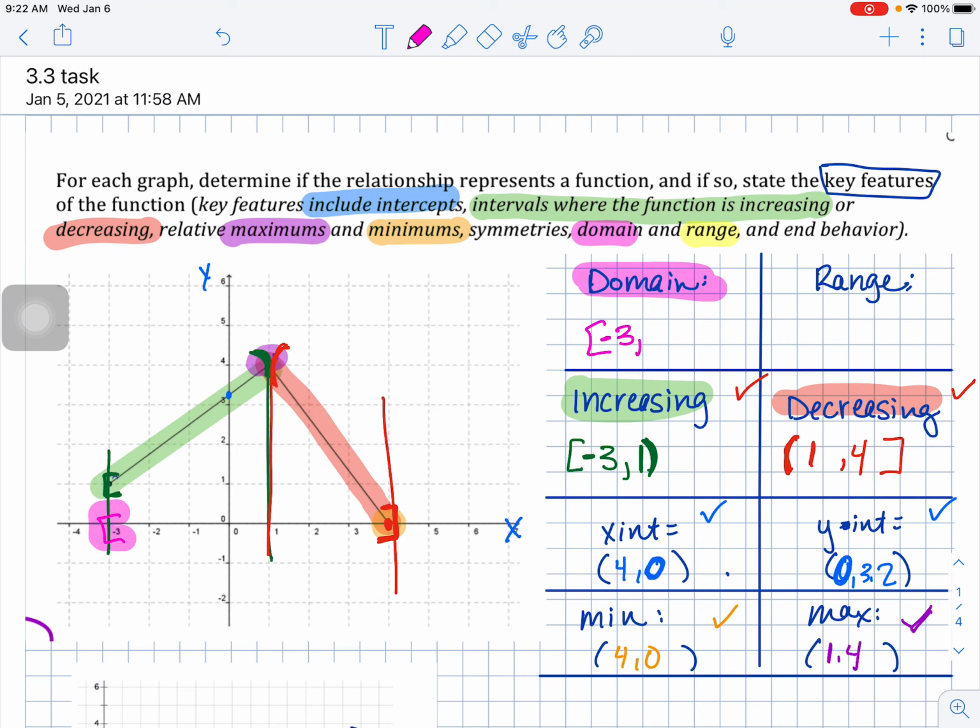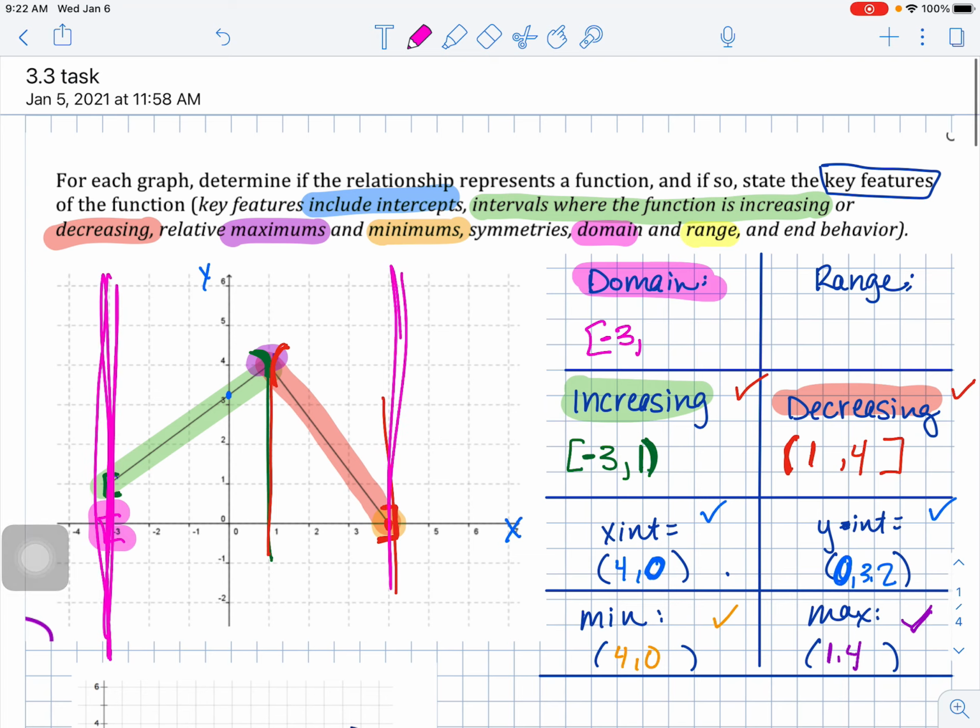At -3 is where it starts, sorry about that. So find the leftmost point, and then how far to the right does it go? It goes all the way to here. So I'm kind of measuring the width from there to there. If I'm cropping my picture, that's how wide it is. So from -3 to 4, and both of those are closed circles, so I'm going to do brackets.